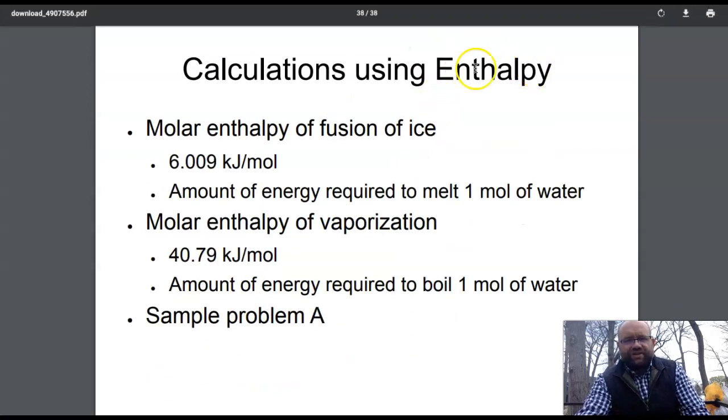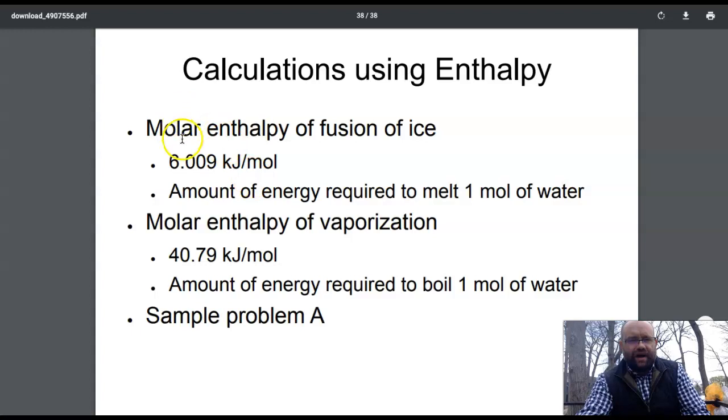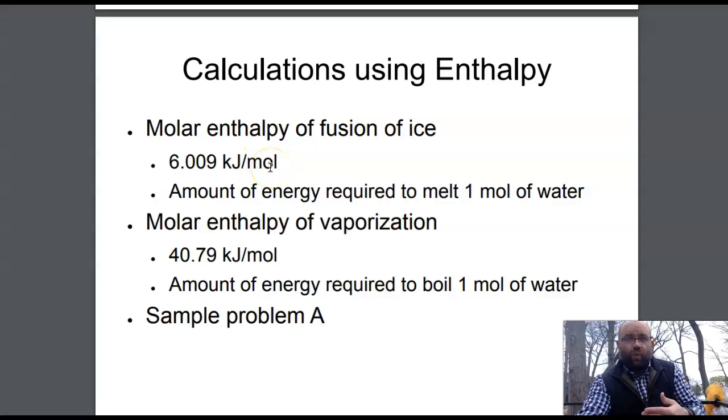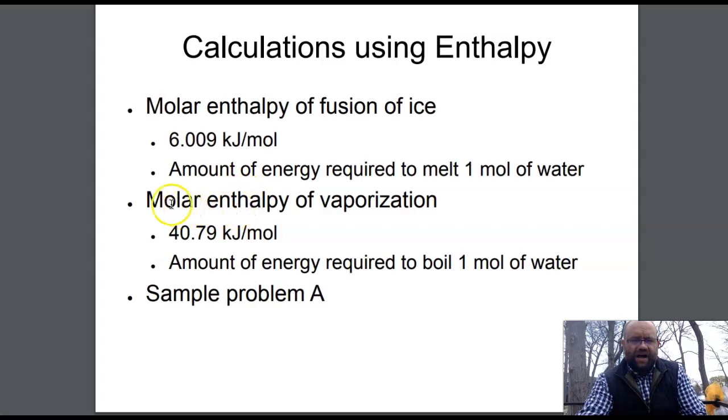Now some calculations using energy changes with water. The molar enthalpy of fusion of ice is just over 6 kilojoules per mole. That means if you want to melt 1 mole of water from a solid to a liquid, it requires about 6 kilojoules. Then the other is the molar enthalpy of vaporization. This is how much energy is required to go from a liquid to a gas for 1 mole of water: 40.79 kilojoules, pretty high. So this is why steam burns can actually occur.